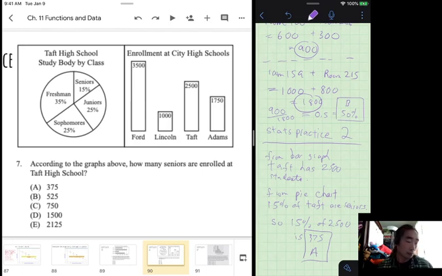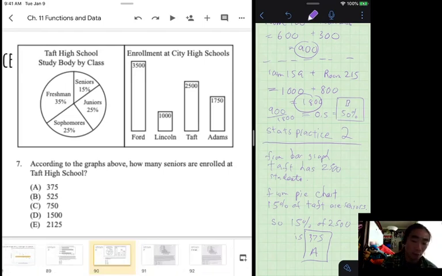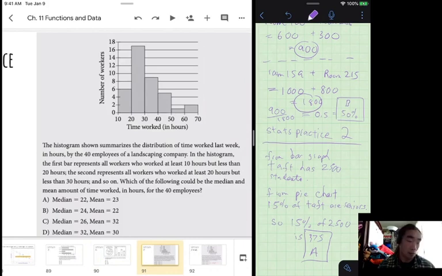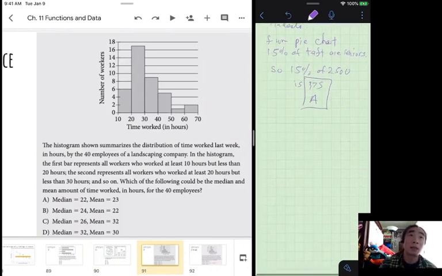Not so bad so far. We talked about representations of data. Here are some different representations of data. Here's your third one. A little bit more complicated now. We're talking about mean and median given a histogram.